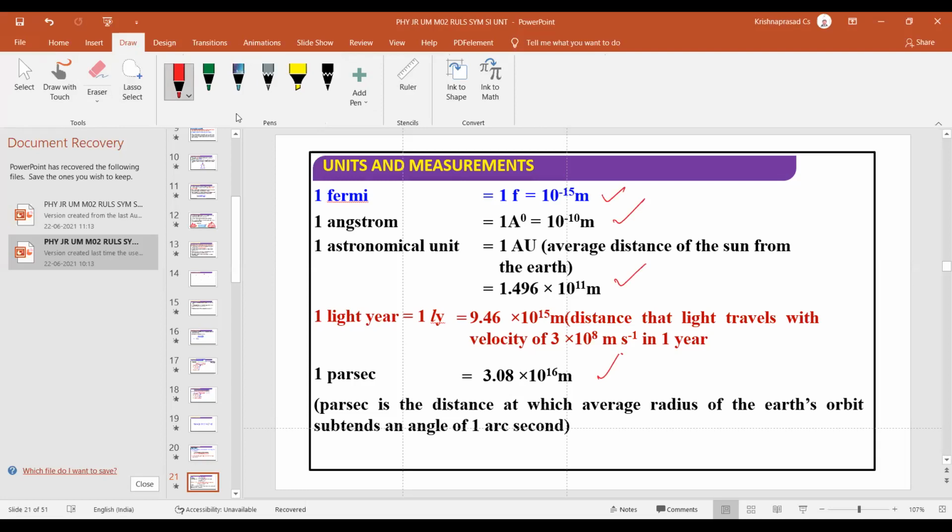And what about the light year? We have heard that the velocity of light is equal to 3 multiplied by 10 to the power 8 meters per second. This is the highest velocity that is known to us, right? Yes, sir. The fastest thing to travel is light.